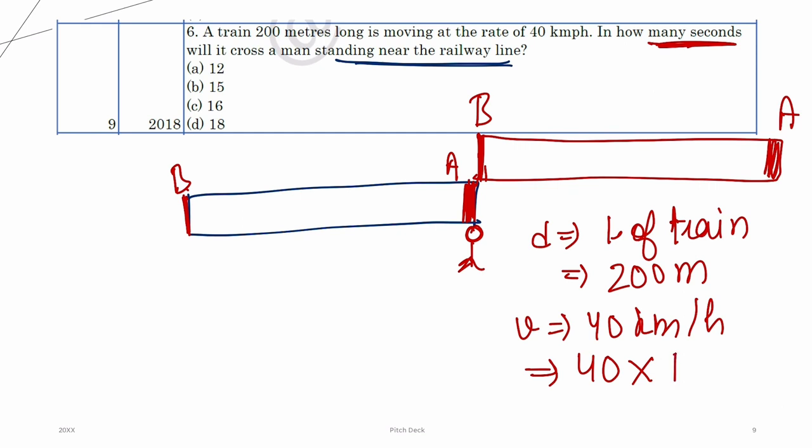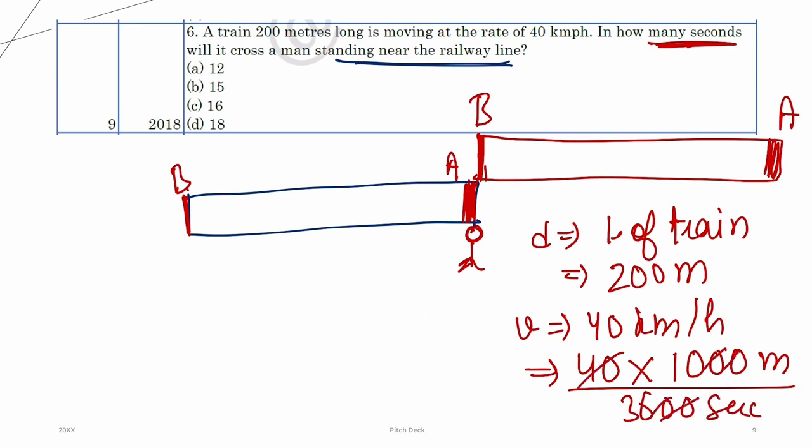When there is kilometers, I can write this is 1000 meters and per hour is 3600 seconds. So cancelling it out, you will get 10 and 9. So 100 by 9 meters per second. I hope this is clear.